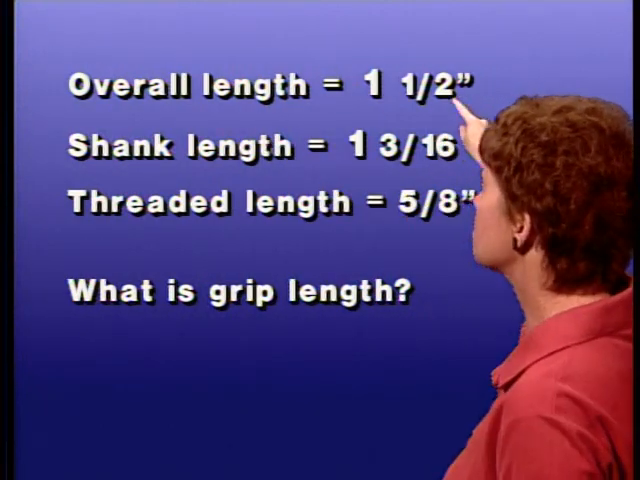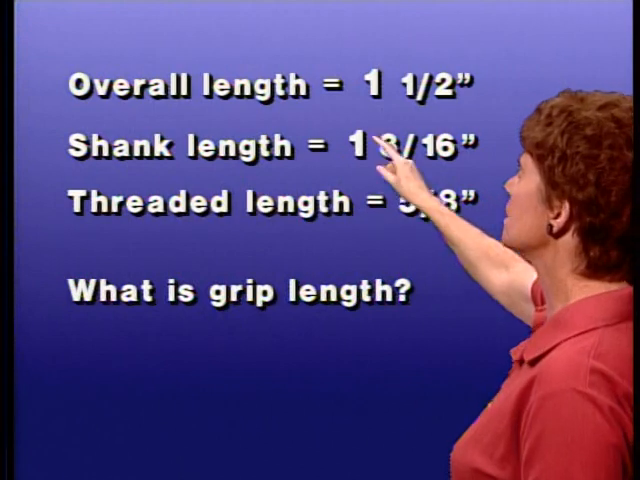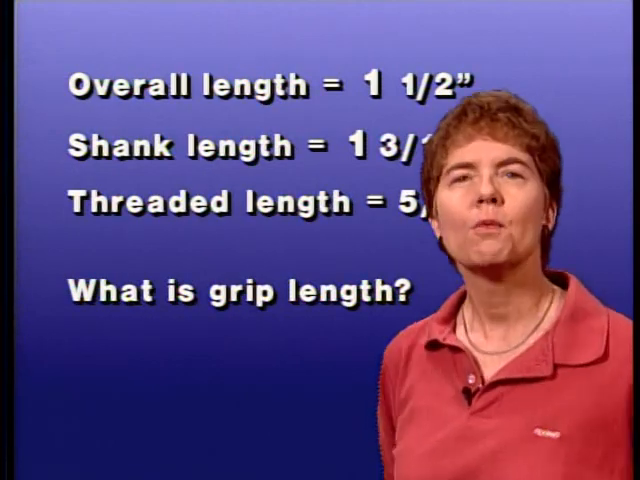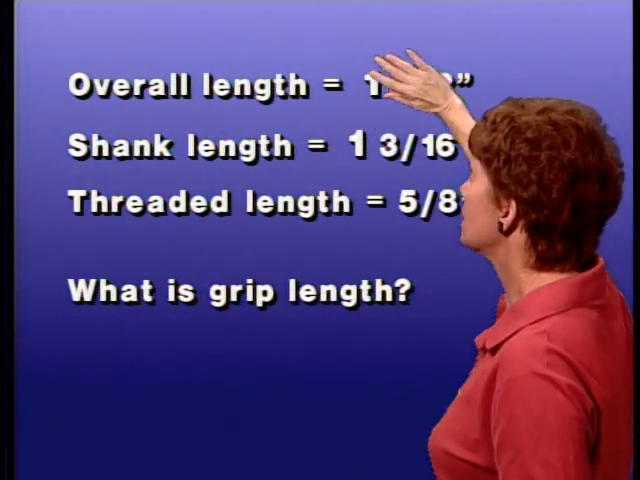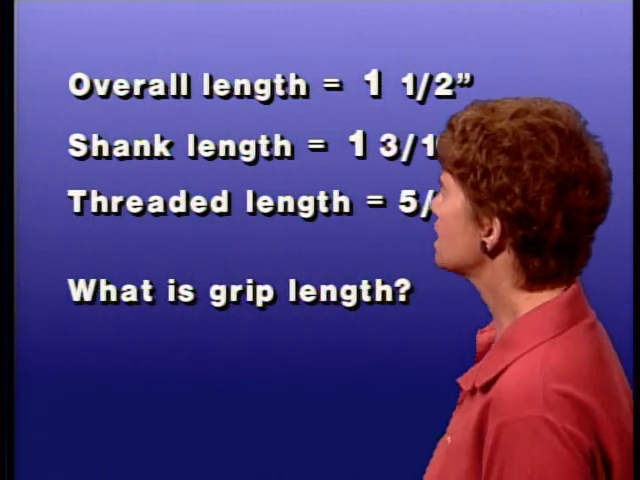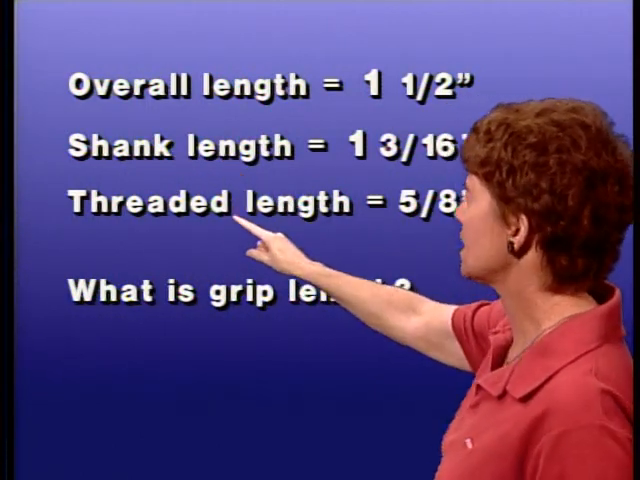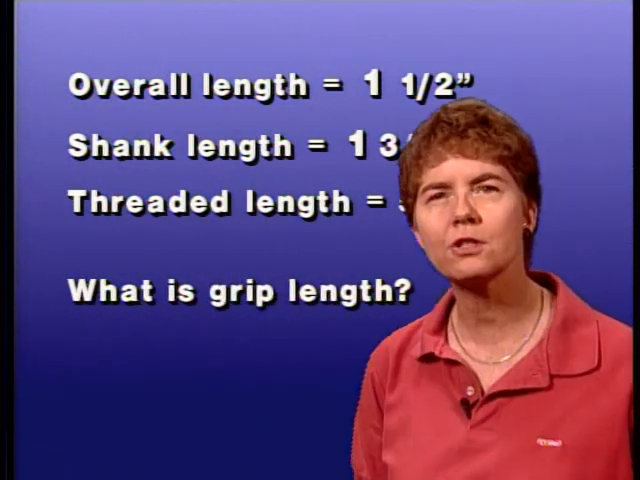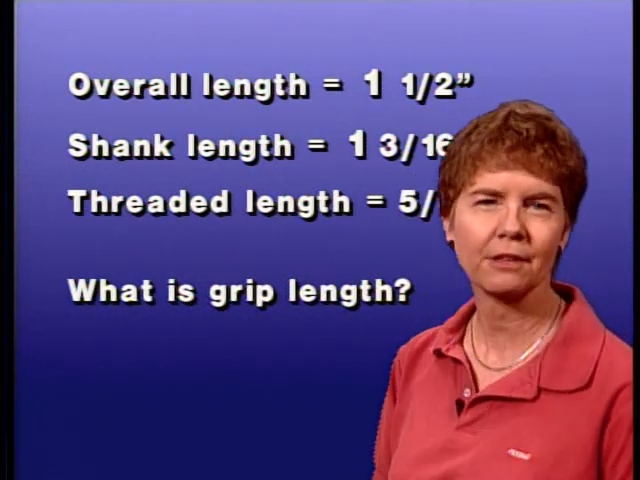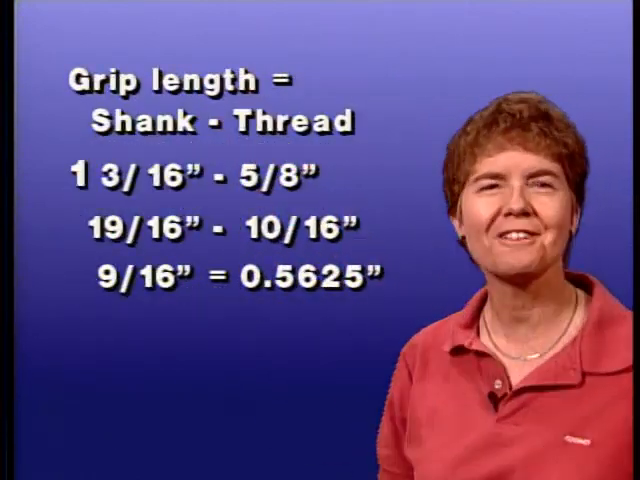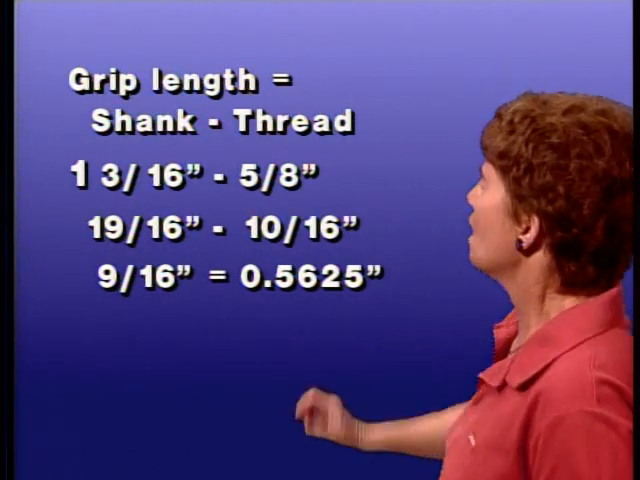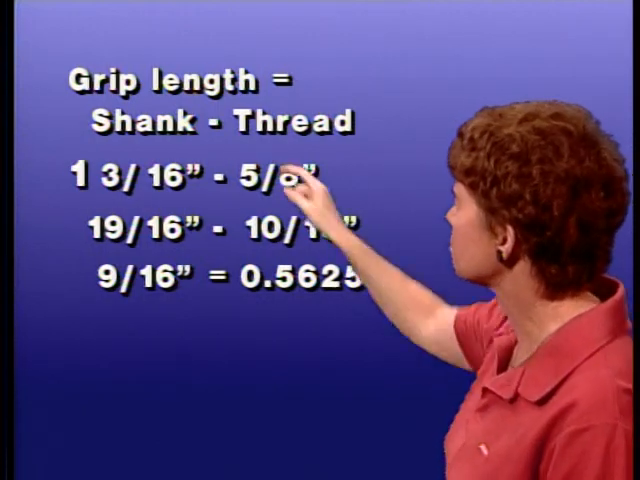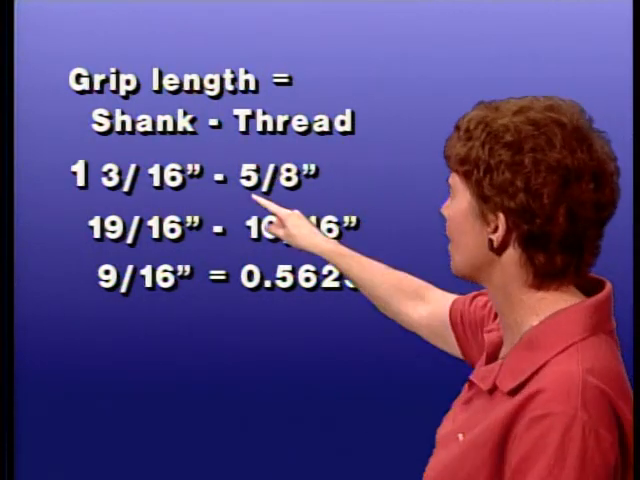The overall length is 1.5 inches, the shank length is 1 3/16 inches, and the threaded length is 5/8 of an inch. Well, first of all, the overall length doesn't matter to you at all. What you're interested in is the shank length and the threaded length. The shank length includes both the threaded and non-threaded portions, and of course the non-threaded portion is the grip length. So we just have to subtract those two in order to determine the grip length. We are given a shank length of 1 3/16 inches. From that, we subtract the threaded portion, which we were given as 5/8.